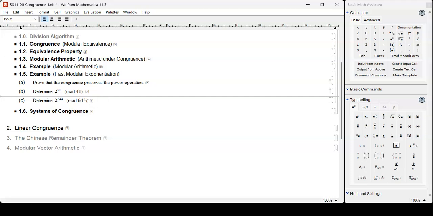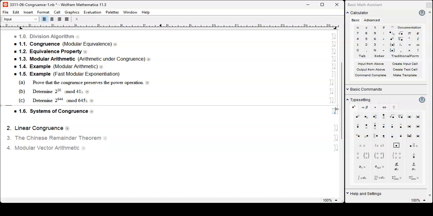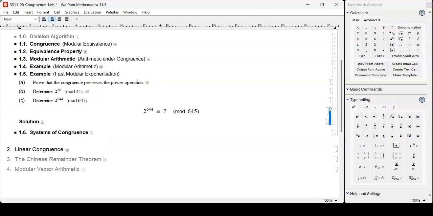How about the next example? Whoa, this one looks really bad. 2 to the 644th power. By the way, don't do this: 2 to the 644 is congruent to 2 to the negative 1st power modulo 645. This is not true. This is not true in general. You cannot apply modular operation to the exponents. You can do that only to the base, and let's get those bases.